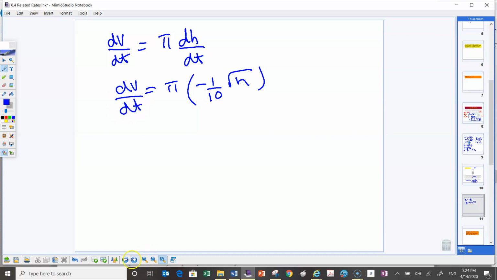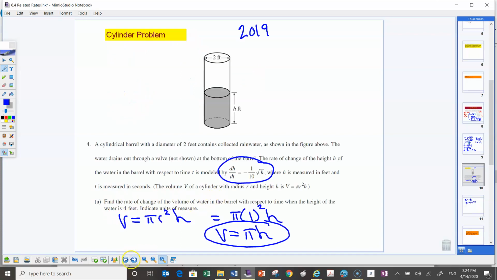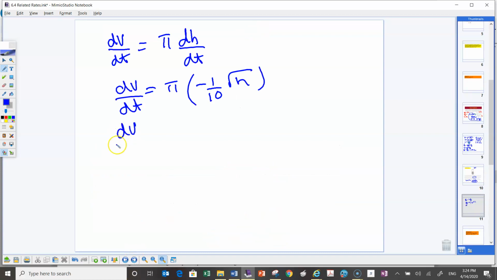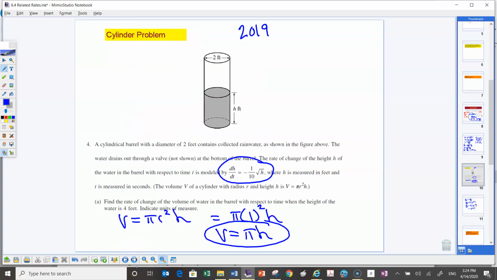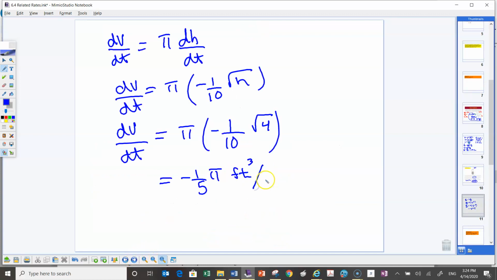And in this particular problem, they wanted us to calculate it when the height of the water is 4. So dV/dt is going to be π times negative 1/10 square root of 4. And this would be negative 2/10, which is negative 1/5 π. And my unit would be feet cubed, and my time is given to me in seconds. And that would be your final answer.